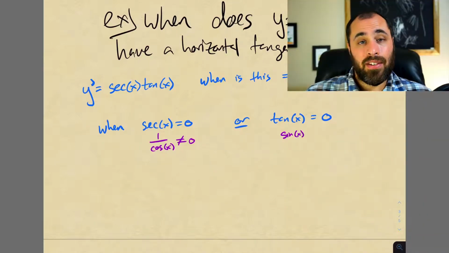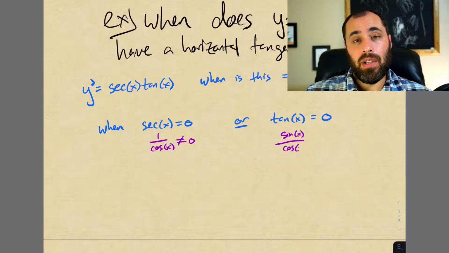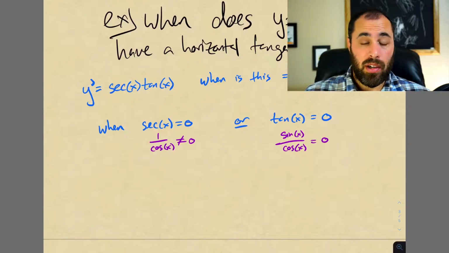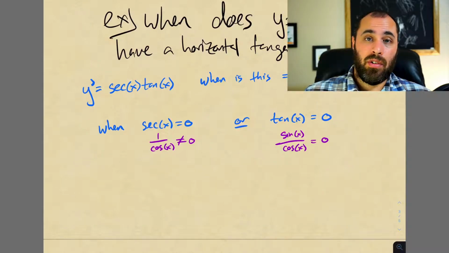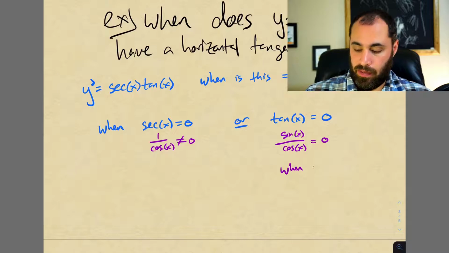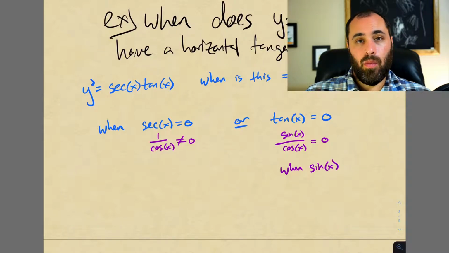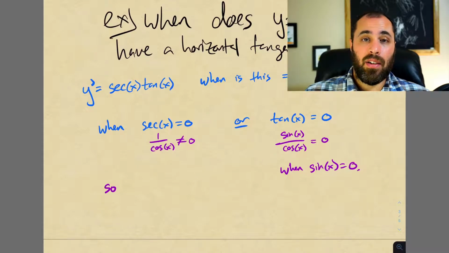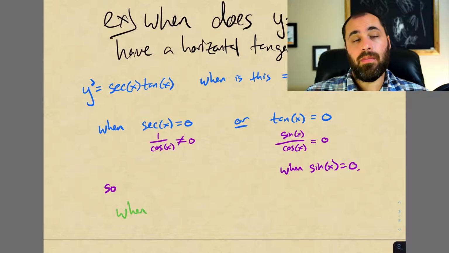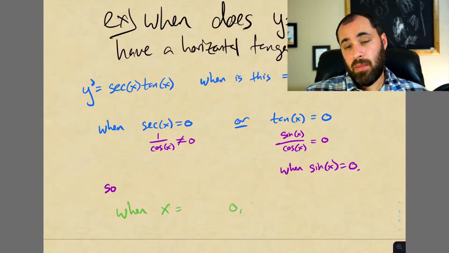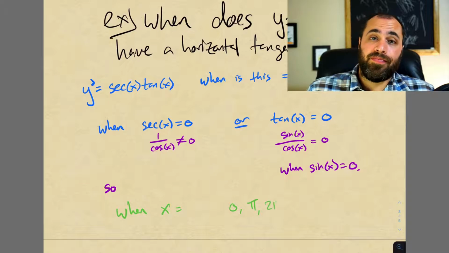How about when is tangent equal to 0? Tangent is sine over cosine, and a fraction is equal to 0 when its numerator is equal to 0. So when sine of x is equal to 0. And that happens at all the multiples of pi: 0, pi, 2 pi, all the positive multiples, as well as minus pi and all the negative multiples.